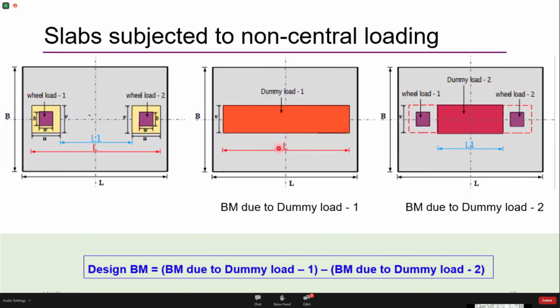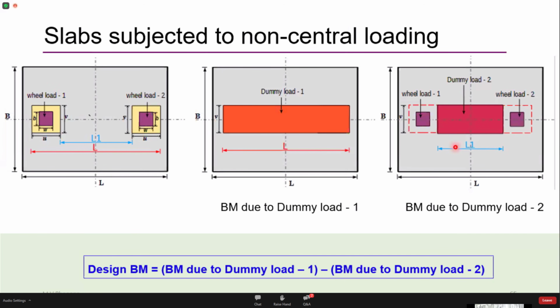Now, but this is not the case. This is not what I want. I want the bending moment for these two conditions. So what I'll do here is create another dummy load 2. As we know, I know the width of the dispersion, that is V, and I know the in-to-in distance between the dispersions.